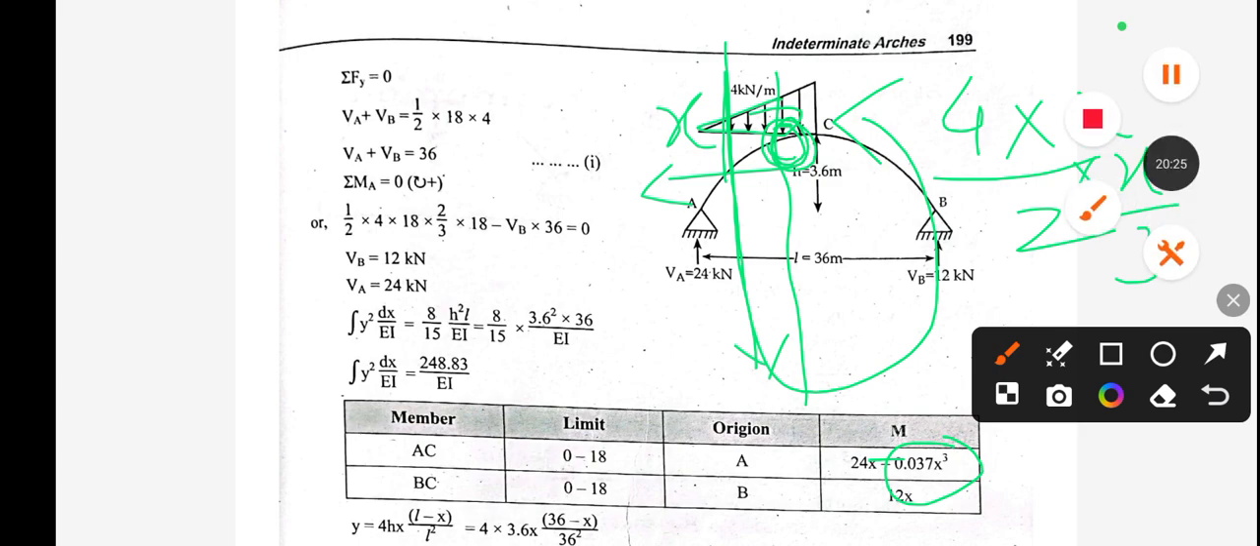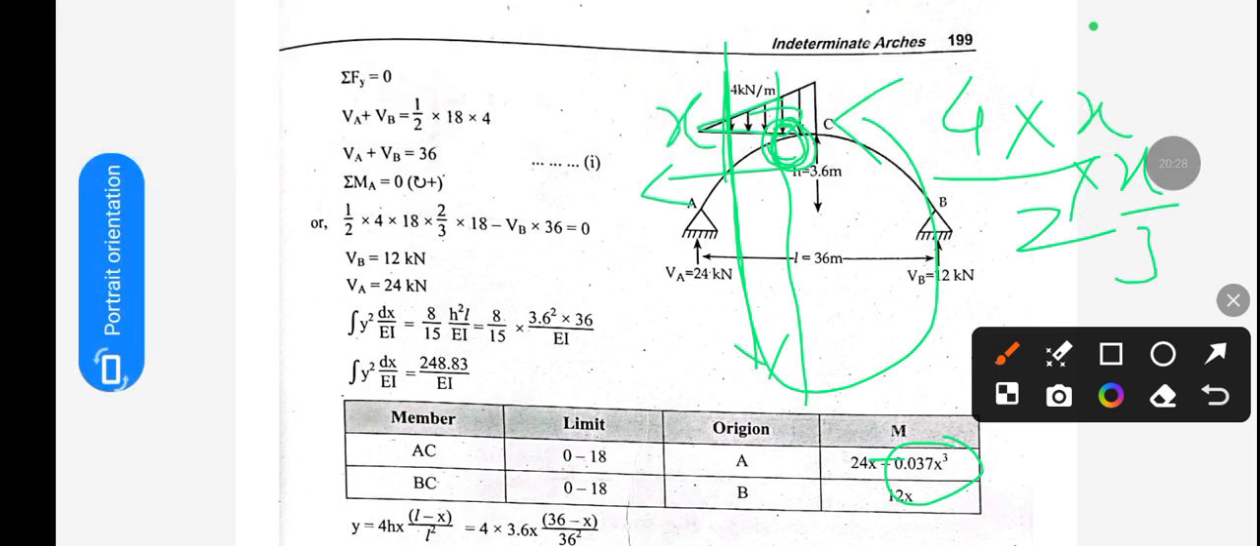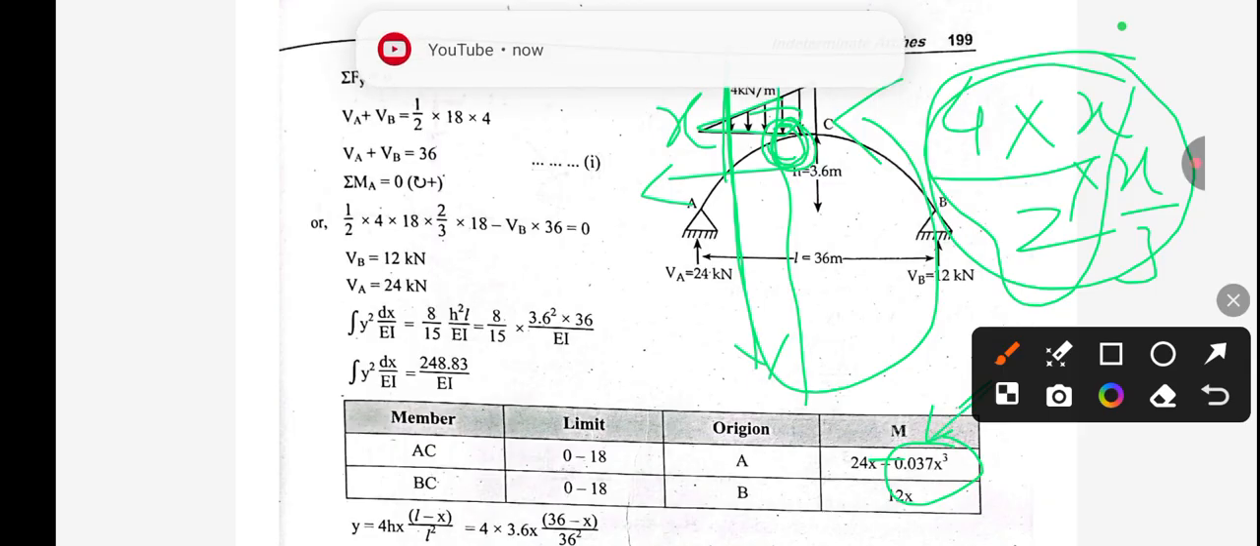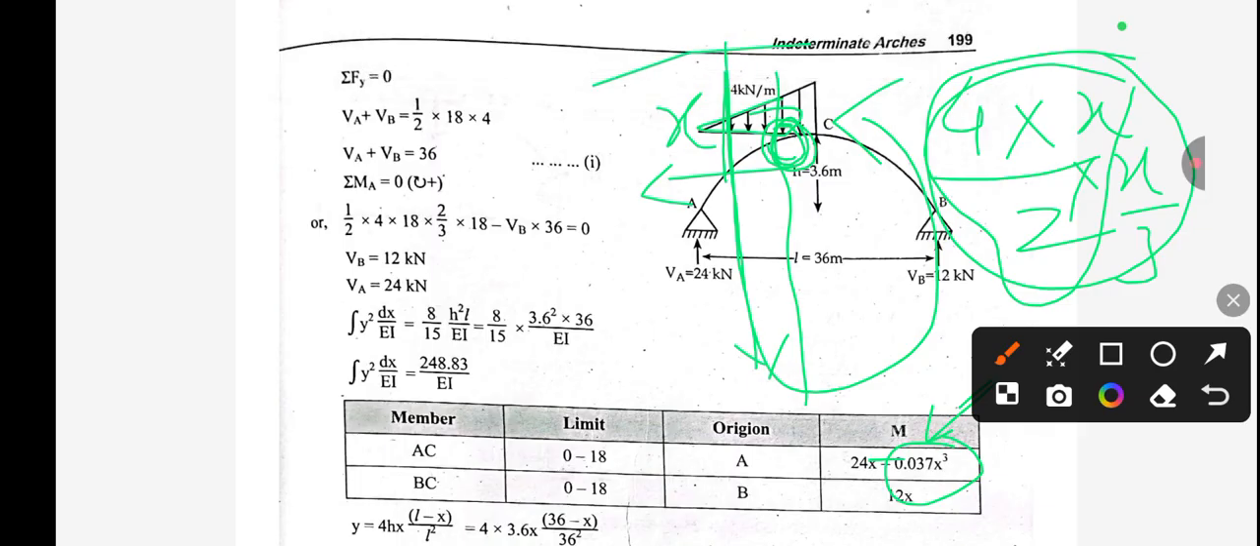So in overall, this will be our load part and this will be the distance acting. So our load is here, and this value will be 0.037. You can see this is acting at a distance x, so we need to multiply again by x, which gives x cube. So due to these two loads, first this load and another due to this UVL load, we have calculated this moment. Now we just need to put this value in the given equation.